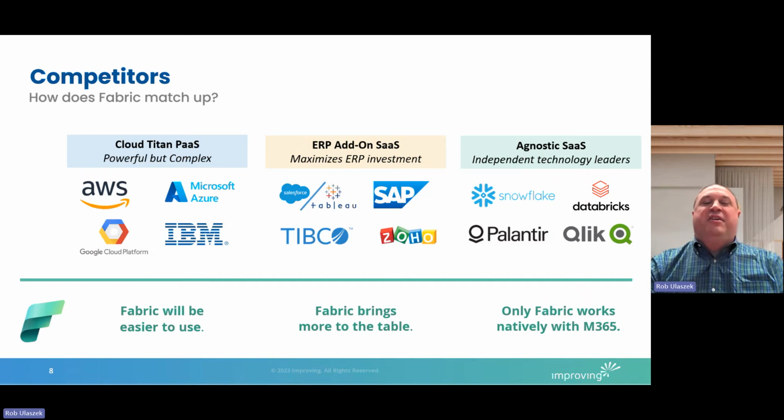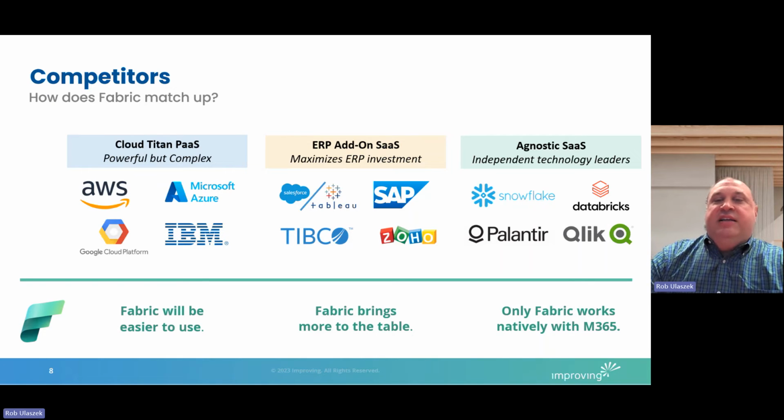Next up, we have ERP add-on SaaS. Seems to be a prerequisite these days that every application software package come with its own suite of data and analytics tools. Salesforce with Tableau, SAP, TIBCO, Zoho, just a few in this category. As SaaS, they're easier to use, but there's a larger emphasis on maximizing your ERP investment, and your mileage may vary. It's a safe bet that Fabric brings more to the table, including Microsoft 365 integration.